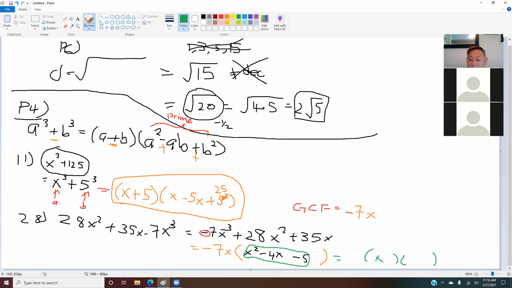So we got the x squared, and x and x. Can someone tell me what times what is negative 5? Negative 5 and 1. Negative 5 and positive 1. Because when you add this, you get negative 4. When you multiply that, you get negative 5. And then don't forget the GCF that you have early on, the negative 7x, you have to put it in the front. So this is the answer for question number 28.